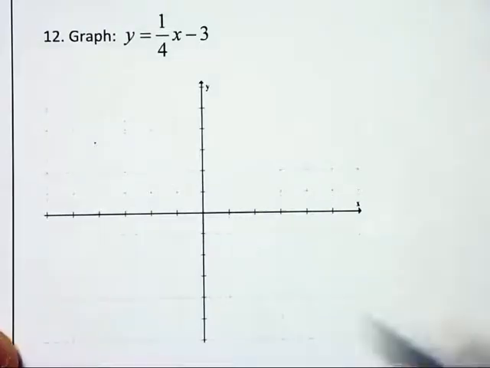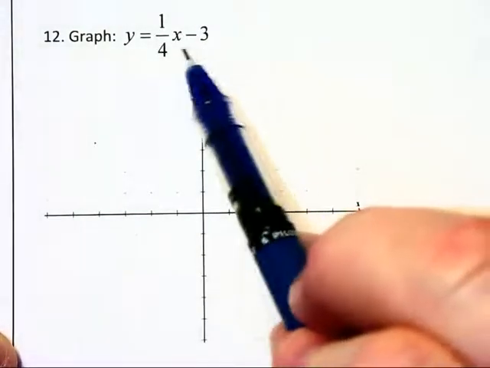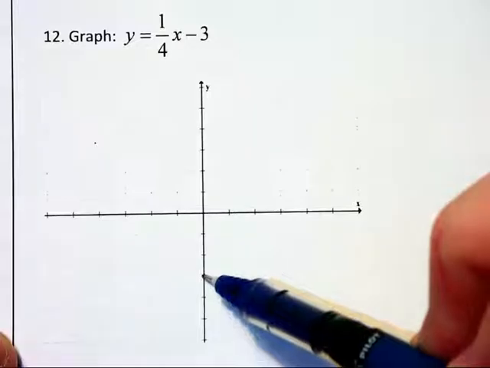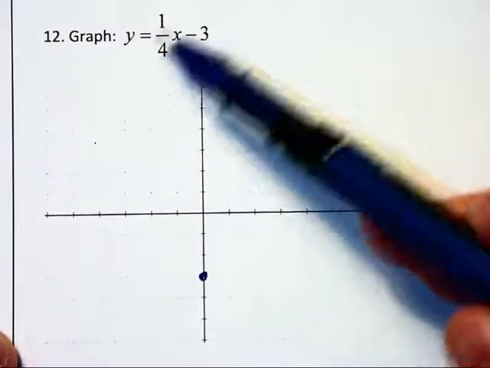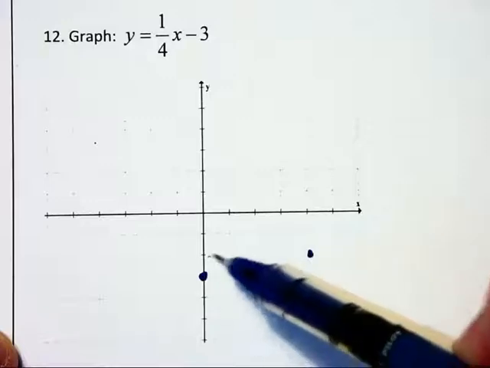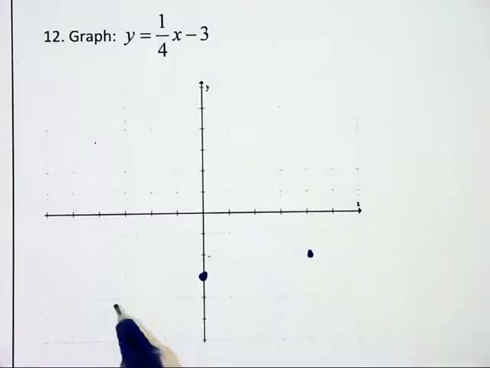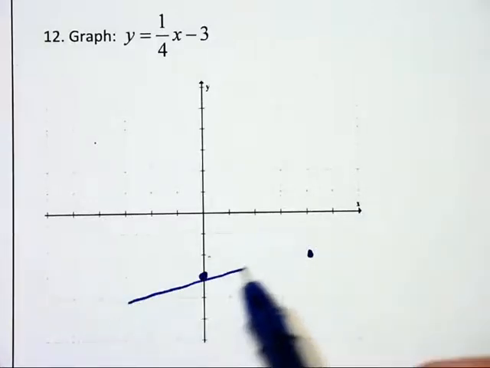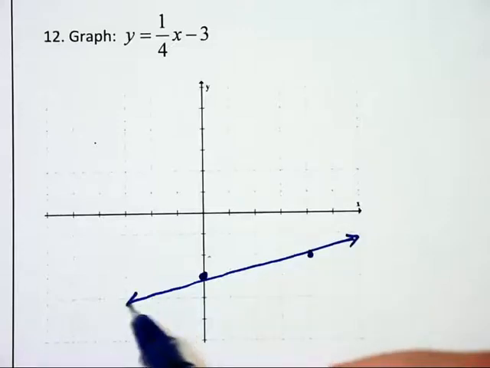Let's do this again. Identify the y-intercept to be at (0, -3). This line has a slope of 1/4, so we can rise 1, go up 1, and run 4. And then we have 2 points through which we can draw our line.